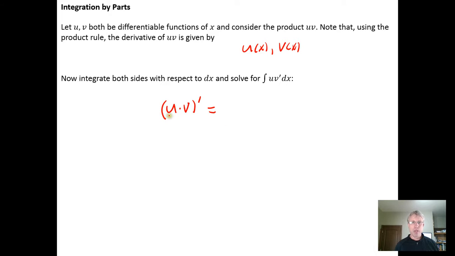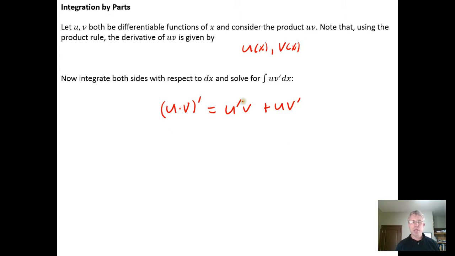Well, if we have the product of two functions, we would just use the product rule to find the derivative. And the product rule we learned tells us to take the derivative of the first function. So we take u', and then we multiply the derivative of the first function times the second function, plus we then take the first function, u, and we multiply it by the derivative of the second function. And this is just the product rule for taking derivatives.